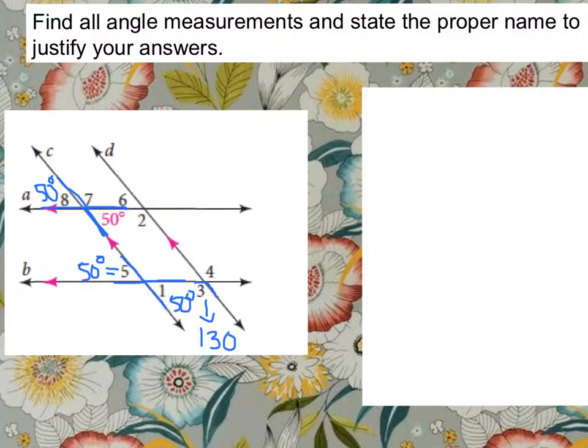Angle 50 and angle 2 are also supplementary to each other because they're same side interior angles. So angle 2 is going to equal 130 degrees as well. And you can see here that angle 2 and angle 3, I can draw the same angle. They're corresponding angles, which means they're congruent to each other. So we should get 130 for each.